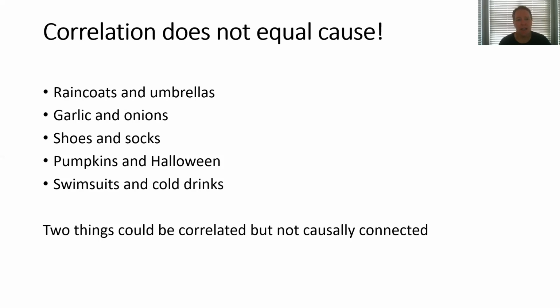Pumpkins and Halloween, swimsuits and cold drinks, those things don't cause each other. There's some other factor that causes them to be correlated. So two things could be correlated, but not cause and effect connected. And that's an important point. So let's take a very practical case to look at this.